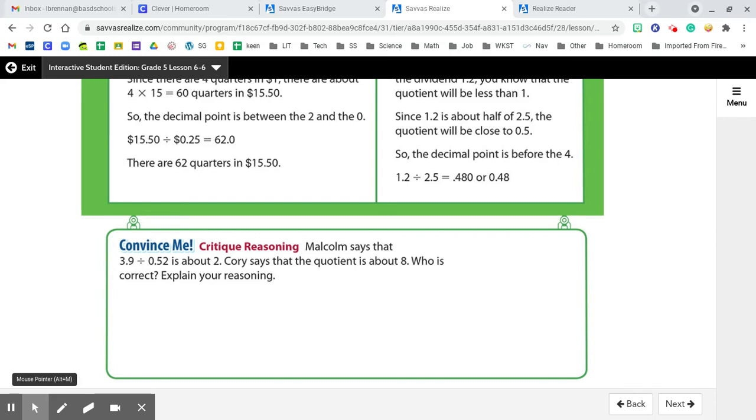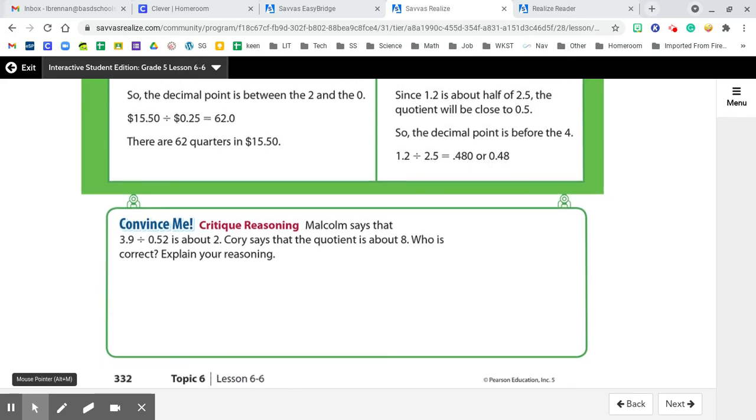So when you think about what you're logically doing, you're saying, I have 1.2, which is your dividend, and I want to see how many 2.5s I can get out of there. Well, you can't get any. So you're going to get about half of 2.5, and 0.48 is about half.